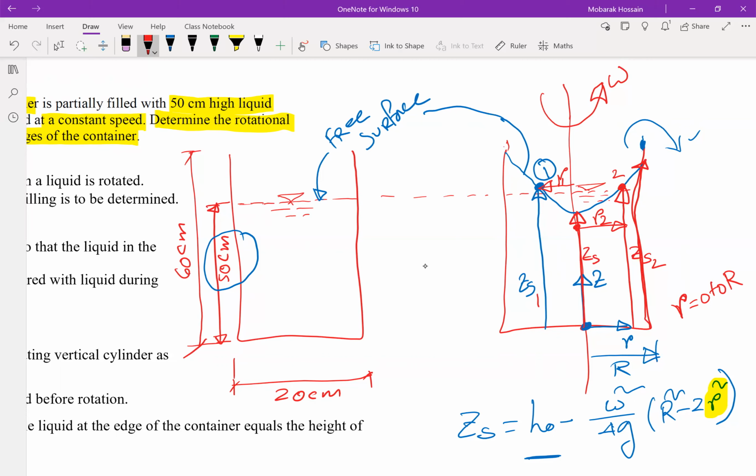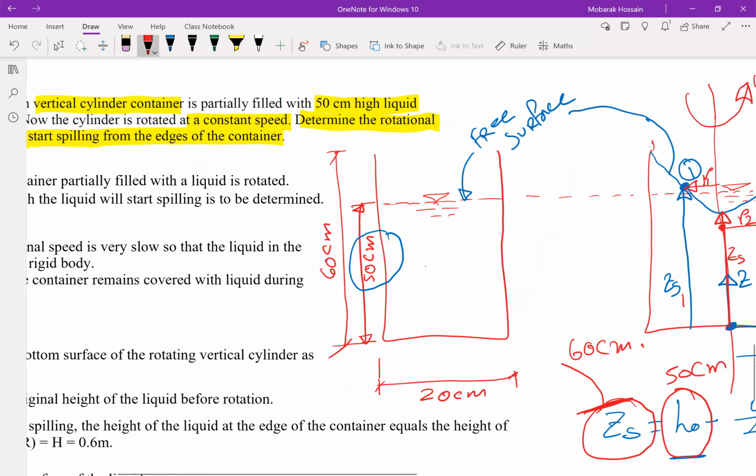So based on our question, when your zs becomes equivalent to your container total height, 60 centimeter, your liquid will start spilling. Now h naught is given as 50 centimeter, and when your free surface location at the wall of the cylinder becomes 60 centimeters, it will start spilling. So we can find this out.